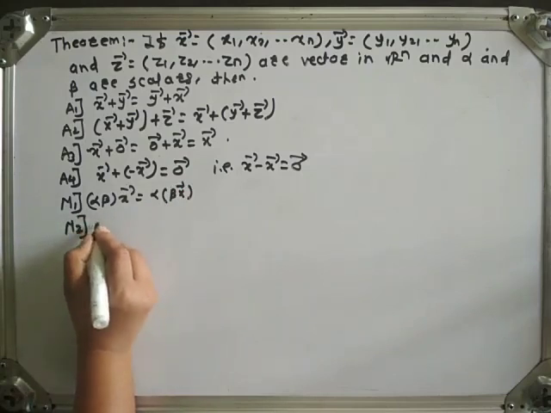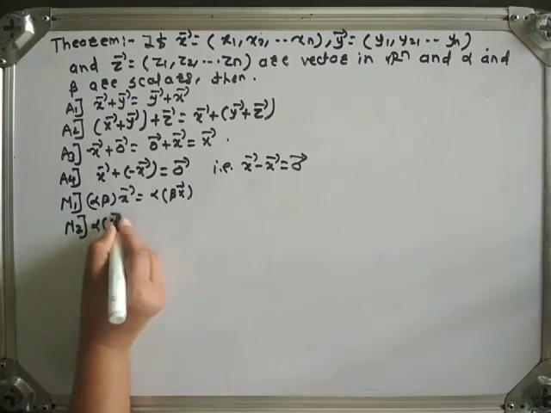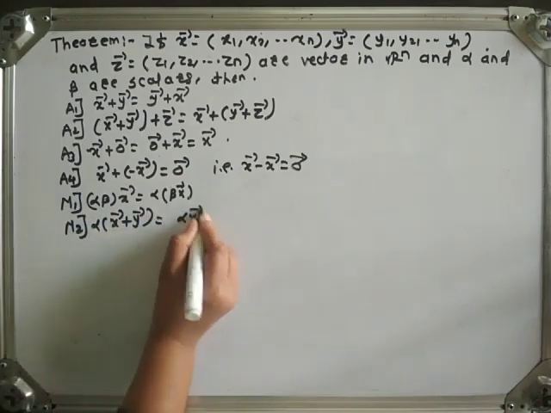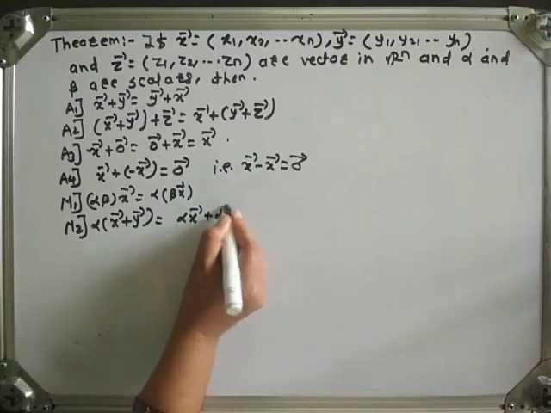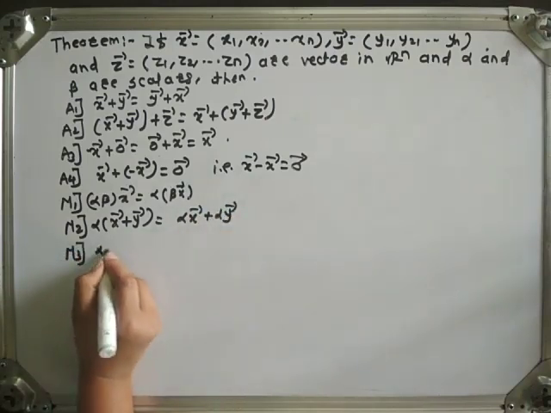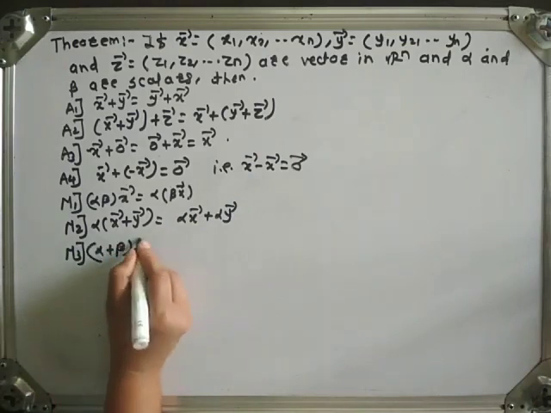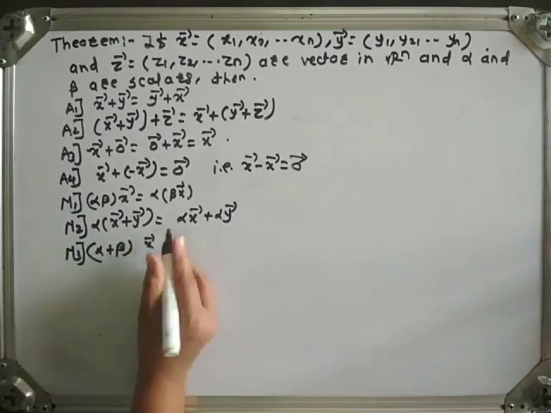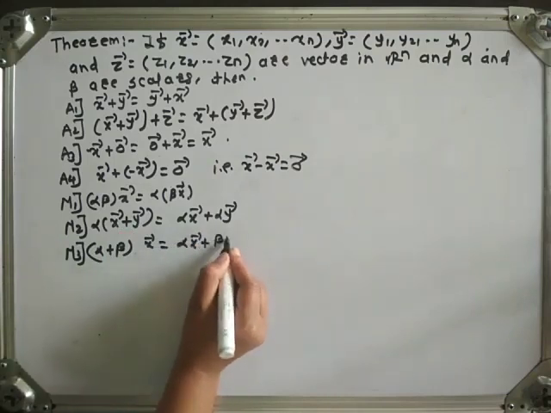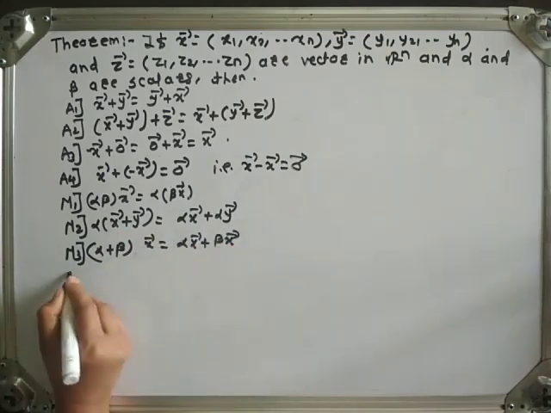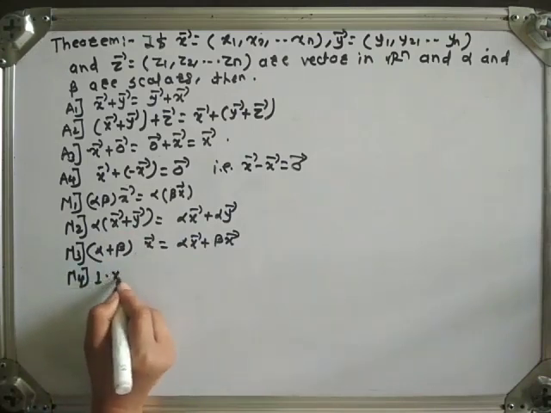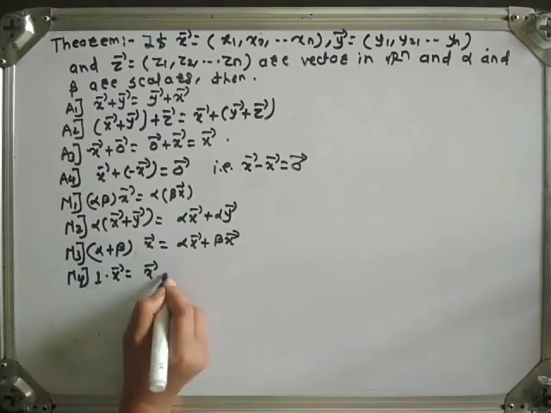M1 alpha into beta into x bar is equal to alpha into beta x bar. M2 is alpha into x bar plus y bar is equal to alpha into x bar plus alpha into y bar. M3 is alpha plus beta into x bar is equal to alpha into x bar plus beta into x bar. M4, which is 1 into x bar is equal to x bar.